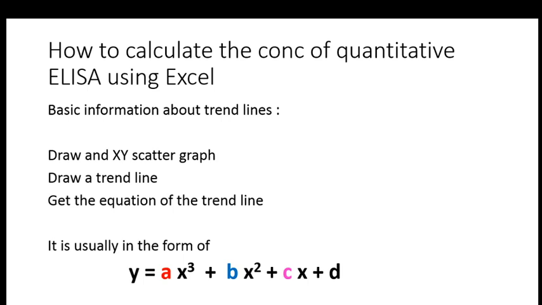Normally when we have two values to compare, we draw an XY scatter, and it draws the points on the graph. From there we can ask Excel to insert a trend line and get the equation of the trend line. Usually the equation is in the form of y equals ax cubed plus bx squared plus cx plus d, or depending upon whatever kind of equation the Excel sheet throws. But all this is expressed as y equal to something in terms of x.